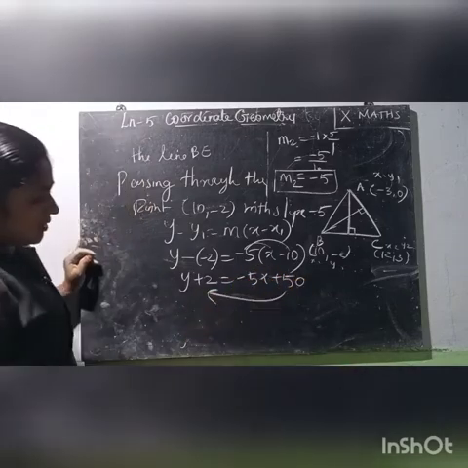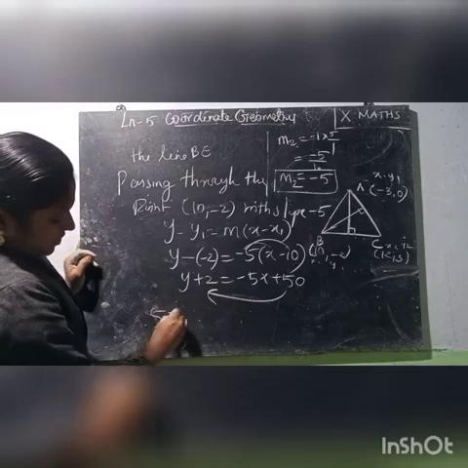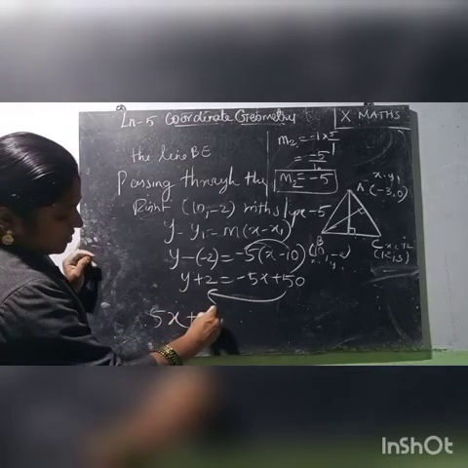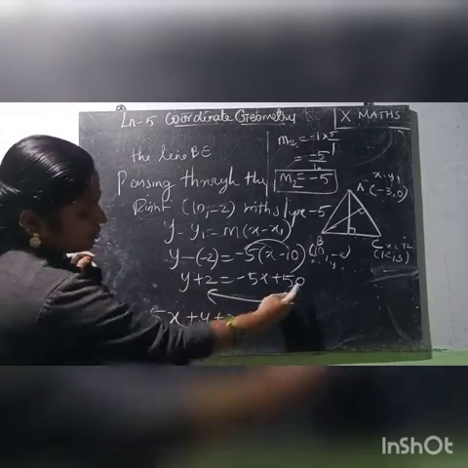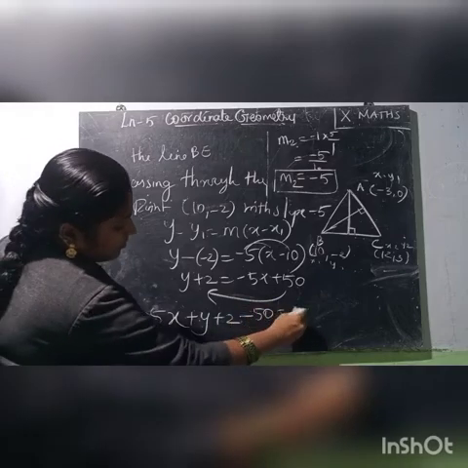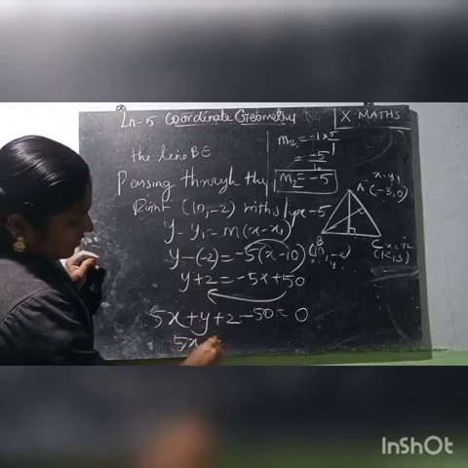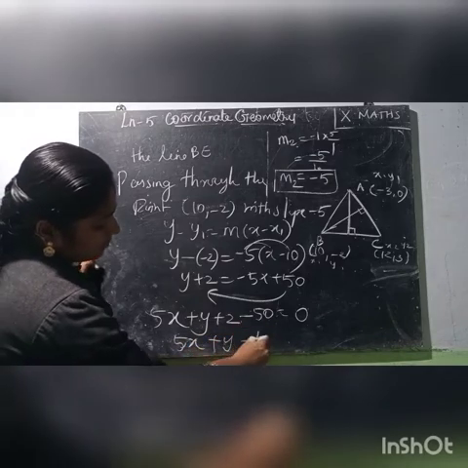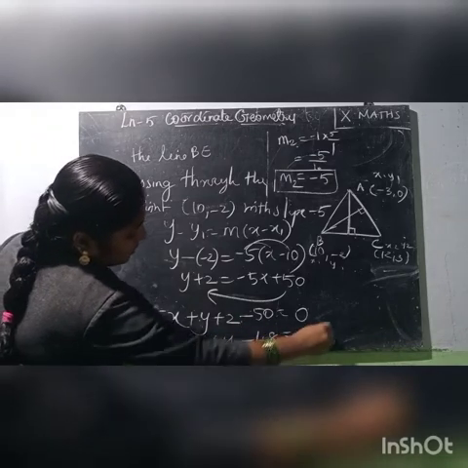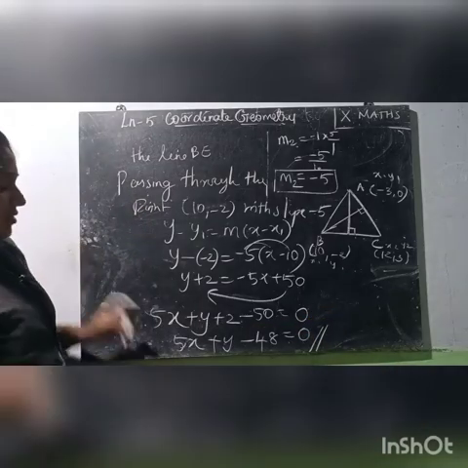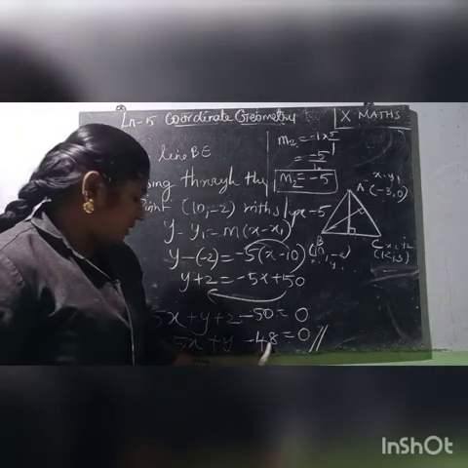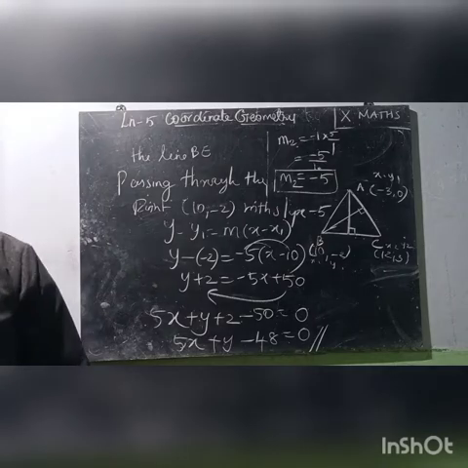Bring these two terms here. So minus 5x will come here, so plus 5x. Then this plus y. This plus 2 plus 50 will change to minus 50 equal to 0. So now 5x plus y minus 50 plus 2 is minus 48 equal to 0. This is the equation through B: 5x plus y minus 48 equal to 0.